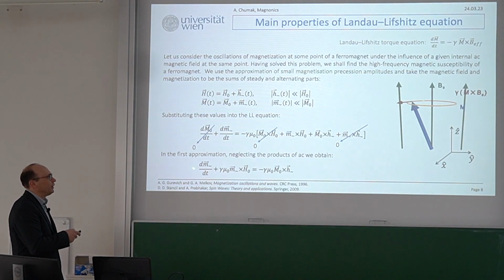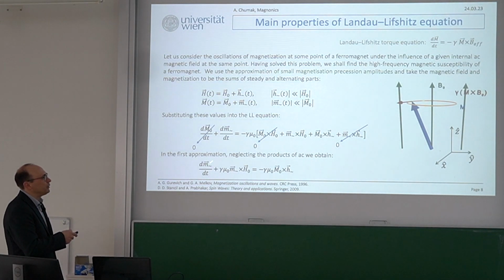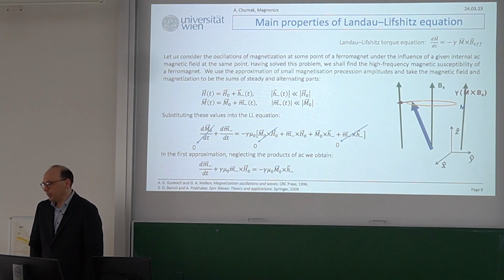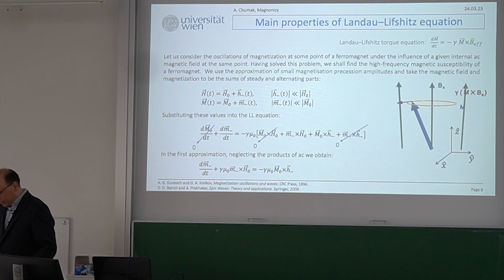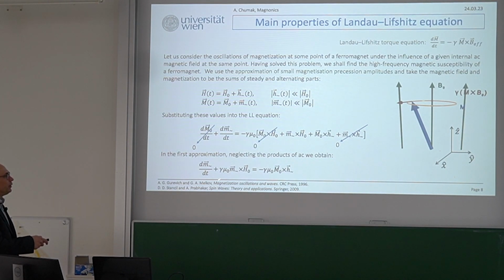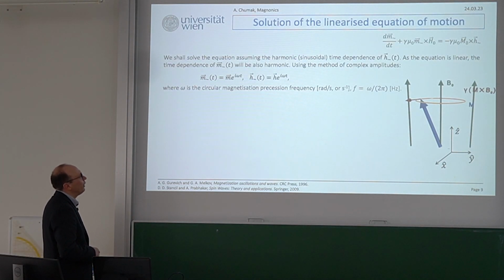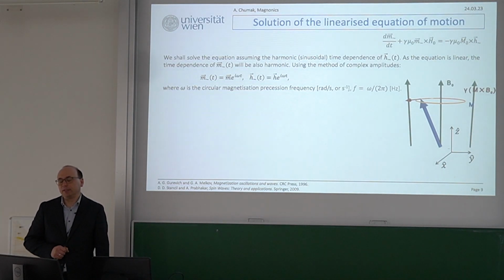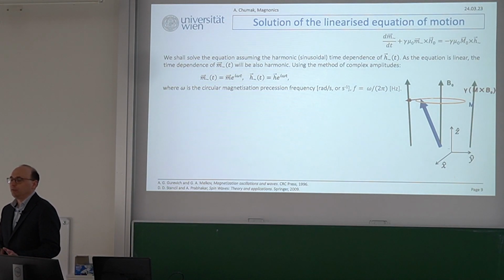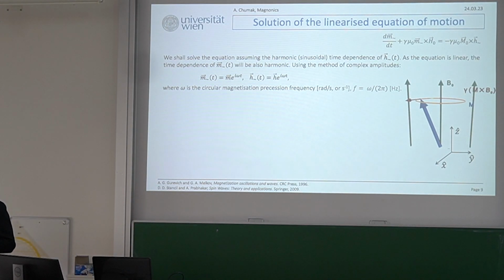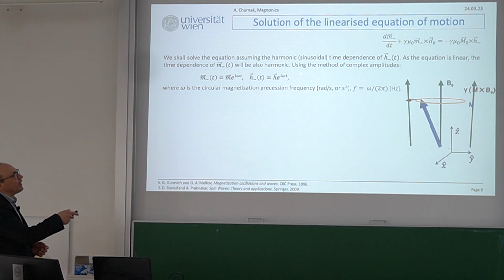As a result, neglecting all these parts, we come to this very simple equation where we describe m, the small variable of the magnetization. So there is no M0 here. And now we need to solve this equation. To do that, we need an ansatz. So we need to find a way to define this external field.